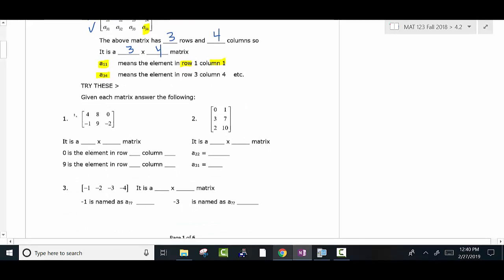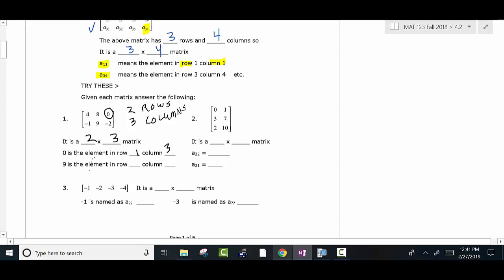So how many rows does this problem have? It has 2 rows. How many columns? 3 columns. So what is the size of the matrix? 2 by 3. That's it. It's always in that order too. And then the next one says 0 is in the element. So look at the 0. What row is 0 in? 1. What column is it in? 3. So that's where that's located.